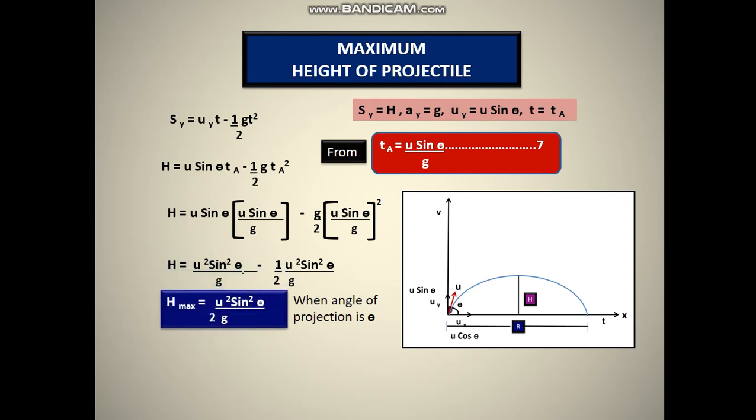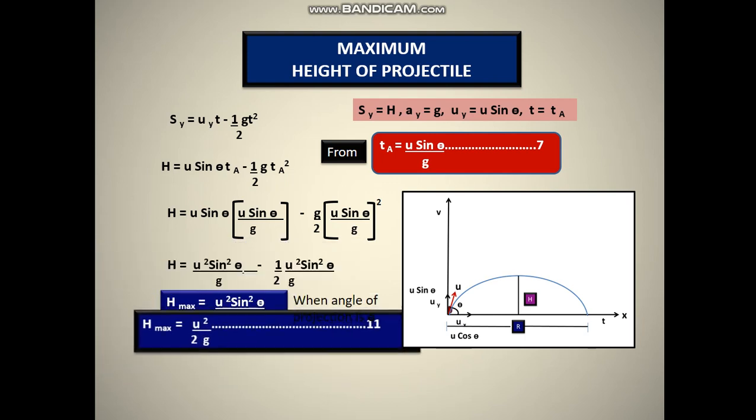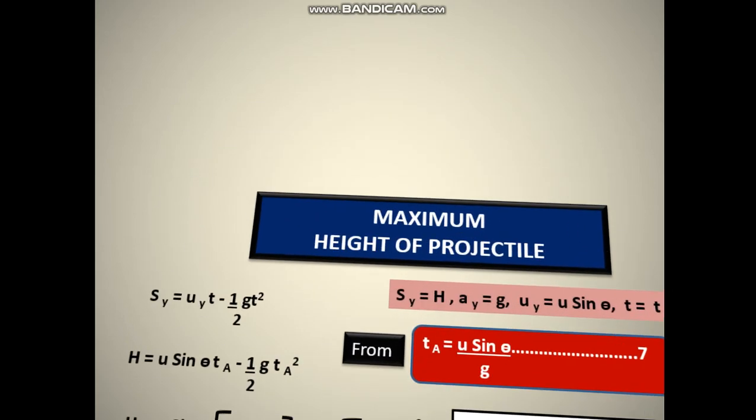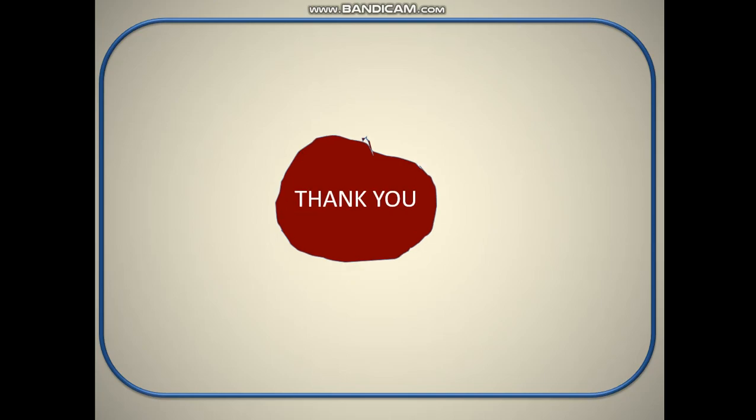H max is u square sine square theta upon 2g when the angle of projection is theta. When sine square theta is 1, then H max is equal to u square upon 2g. So that's all for now. Thank you.